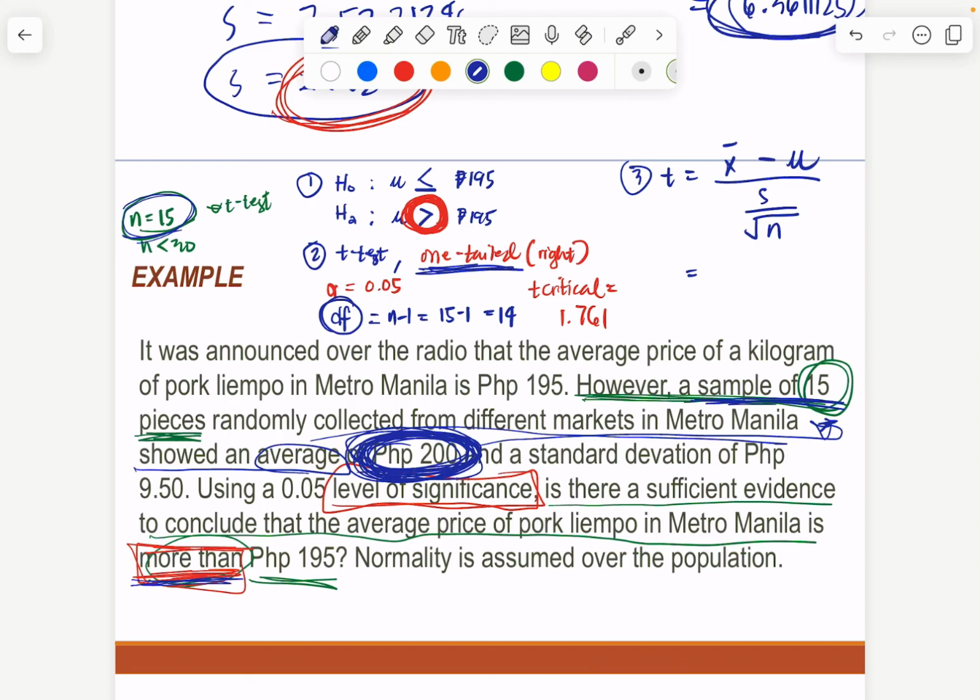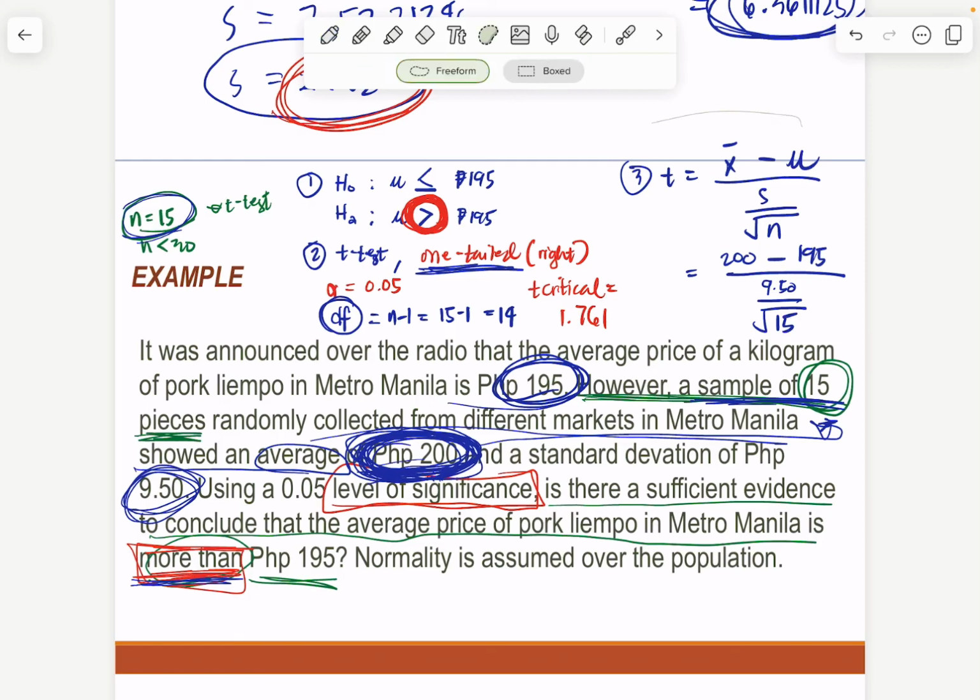So, unsa may tawag ani nga mean? Nga mean man siya ni sample size. So, this will be your sample mean. So, isulat din mo siya dinhi. Your sample mean is 200 minus your population mean. Unsa ang imong population mean? Ang population mean nimo is 195 pesos. So, substitute it there. And then, your standard deviation is given. So, gihatag si standard deviation that is 9 pesos and 50 cents. So, 9.50 divided by the square root of your sample size. Pila ang sample size? That is 15.